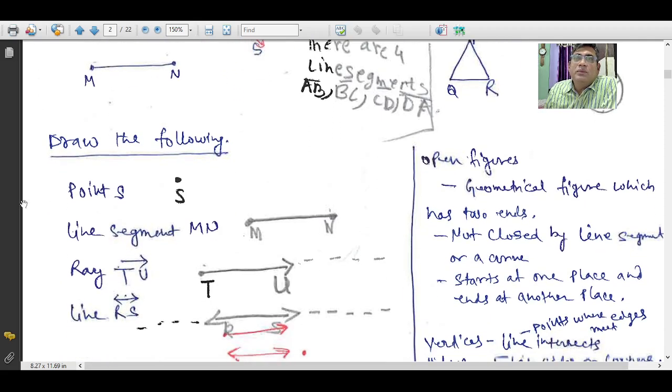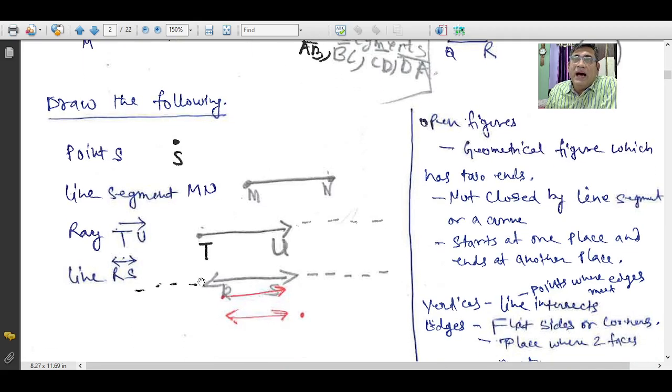Now, if someone asks you to draw point S, you make the S capital. All these are English capital letters. Okay, so S then a dot. Line segment MN. Ray TU. So you have to make TU in one direction. Line RS. So it is R and S.